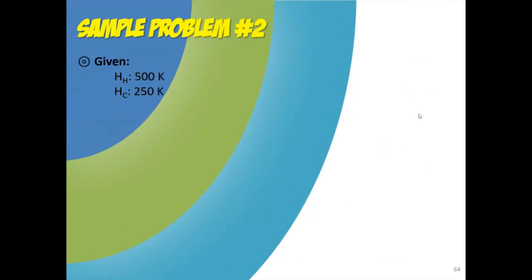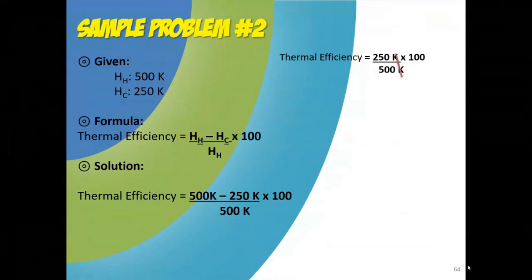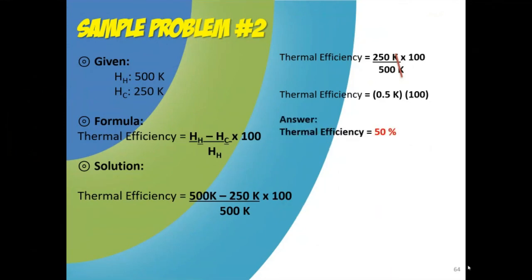So, second to the last, sample problem number 2: our hot reservoir is 500 Kelvin, and the cold reservoir is 250 Kelvin. Our formula, our solution: 500K minus 250K, and then 250K divided by 500K. Then 0.5, multiply by 100, and our thermal efficiency is 50%.